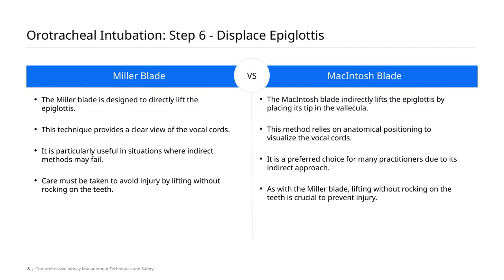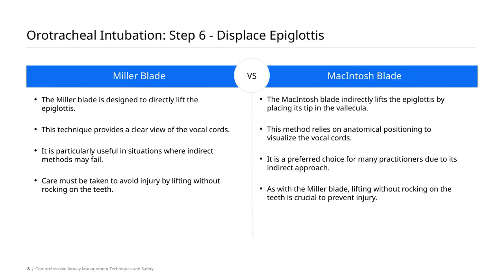This means you lift the epiglottis directly rather than indirectly via the vallecula. The advantage here is that it can give a very clear view of the vocal cords, especially in difficult cases where indirect methods might not be sufficient. Again, just like with the Macintosh, careful technique is crucial. Lifting without rocking on the teeth helps prevent trauma.